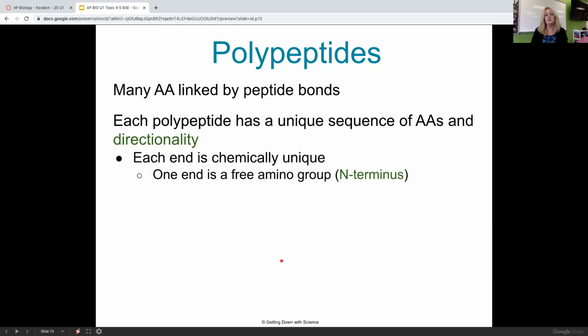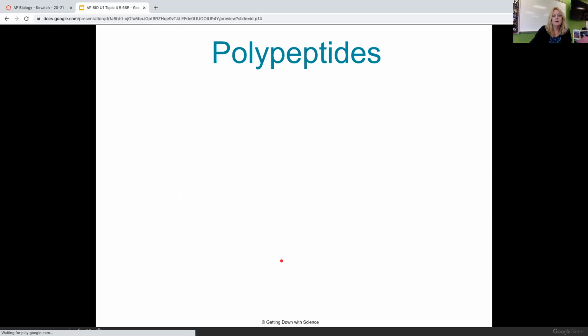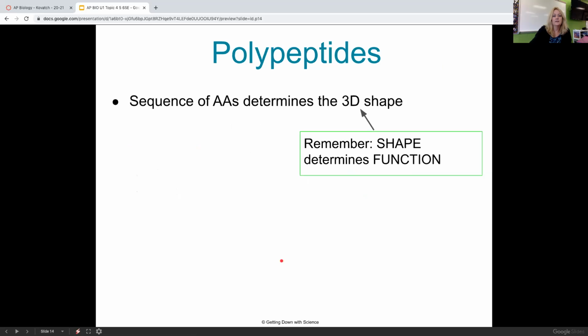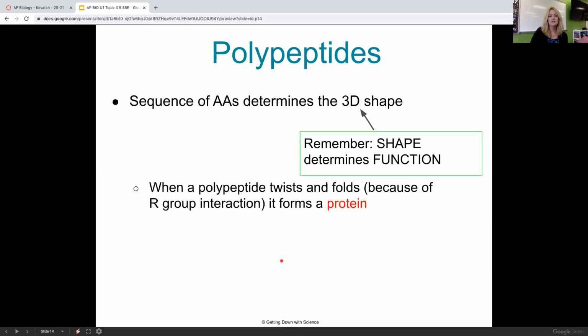Each polypeptide has a unique sequence of amino acid molecules and directionality. Each end is chemically unique. One end is a free amino group, and one end is a free carboxyl group. The sequence of the amino acids will determine the 3D shape. Remember, what's so important is that shape determines function. If there's anything that you get from this section, remember that shape determines function.